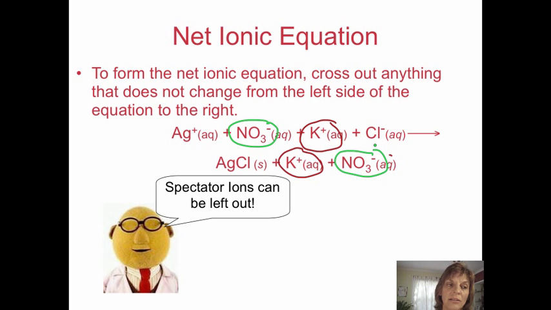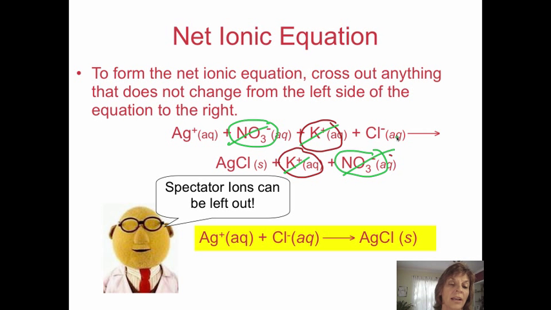Even though we can see silver and chlorine on both sides, they're not in the same state. The silver ions and the chloride ions are aqueous, and the silver chloride is a compound, no free-flowing ions. So when you leave out the spectators, just cross them out, that leaves you with silver ions plus chloride ions making silver chloride. That's really what's going on, so that's what we care about. So we're going to practice writing a lot of net ionic equations.